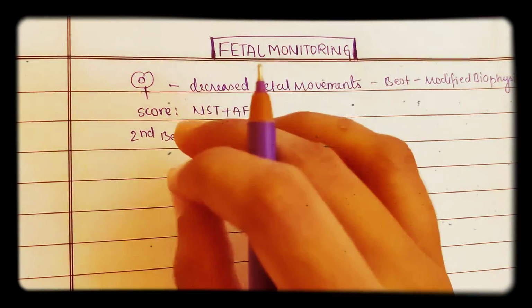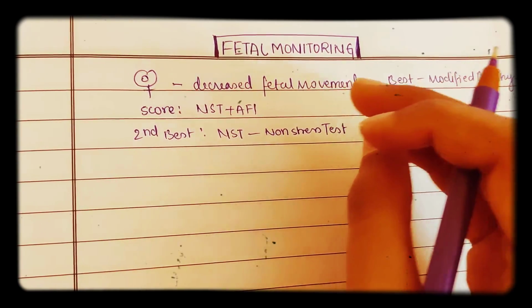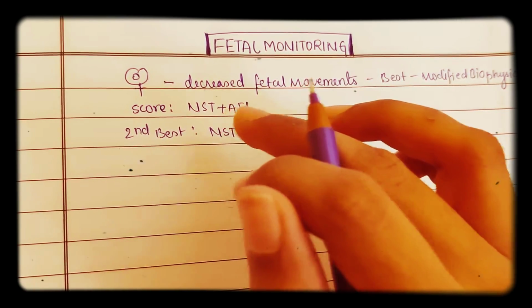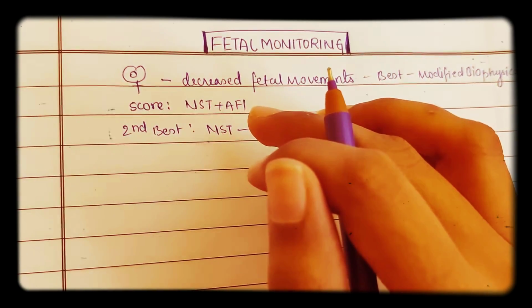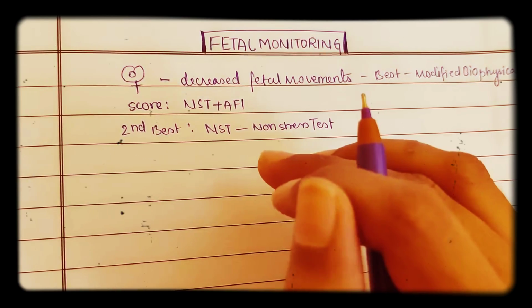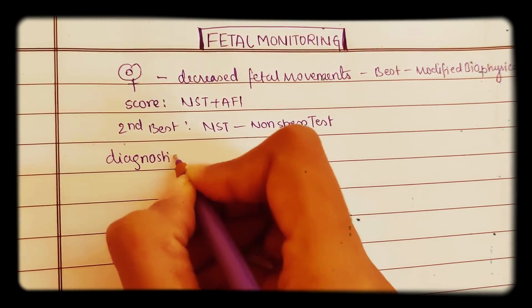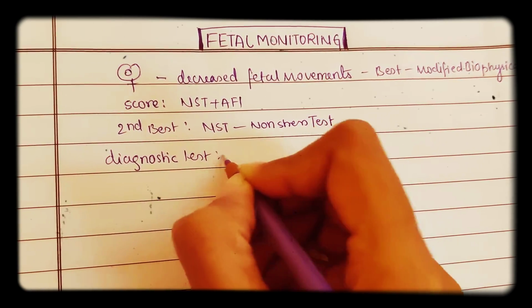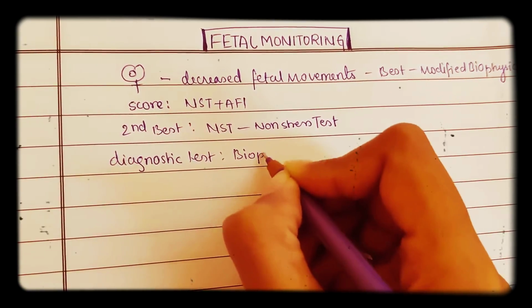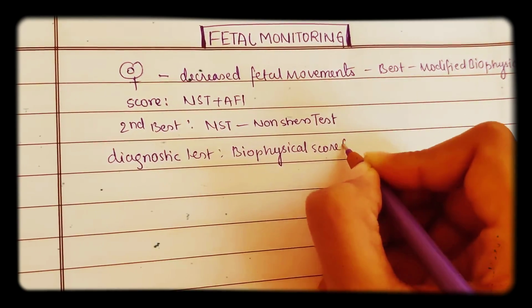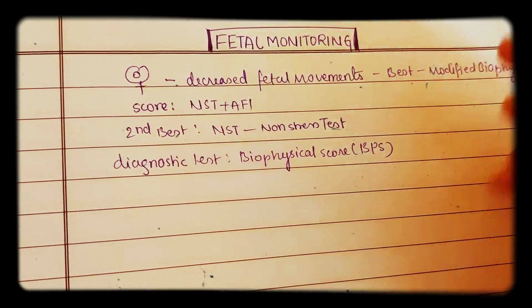So first you need to see that in a pregnant female, if there are decreased fetal movements, the best test to do is the modified biophysical score. In that you will do the non-stress test and amniotic fluid index. The second best test is the non-stress test. And what is a diagnostic test? Diagnostic test is biophysical score, also called BPS. So this is an introduction part.